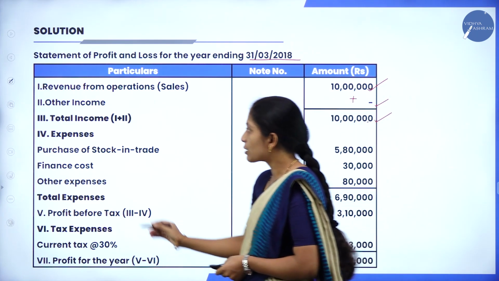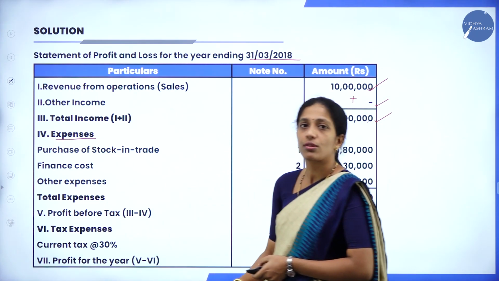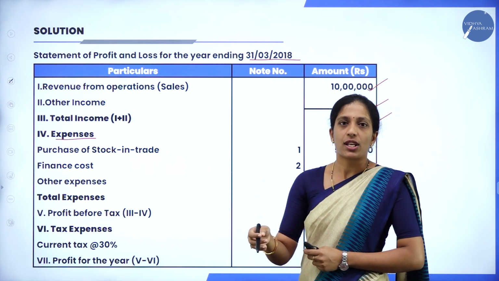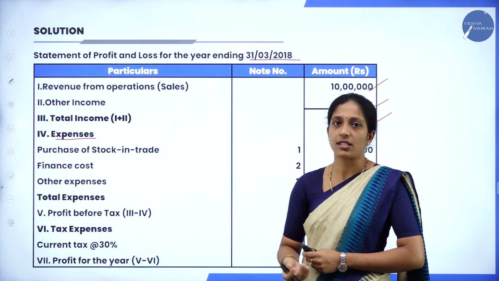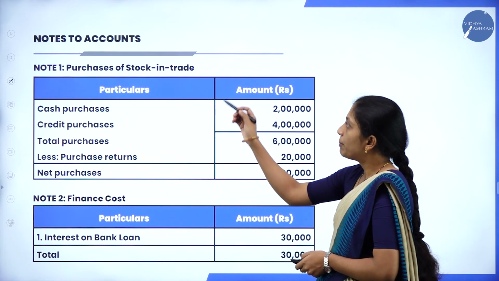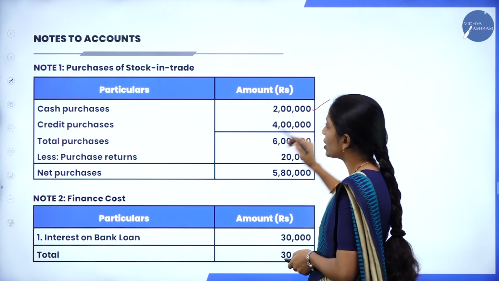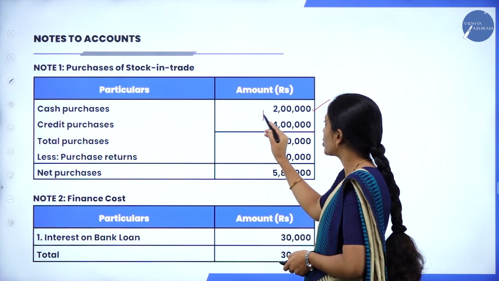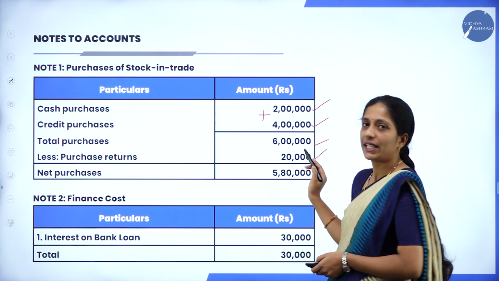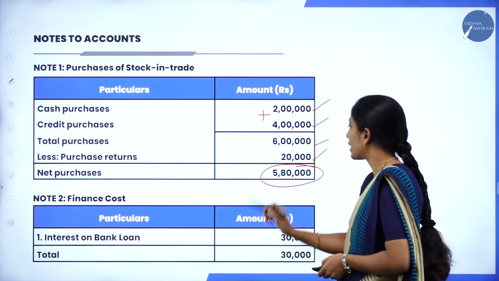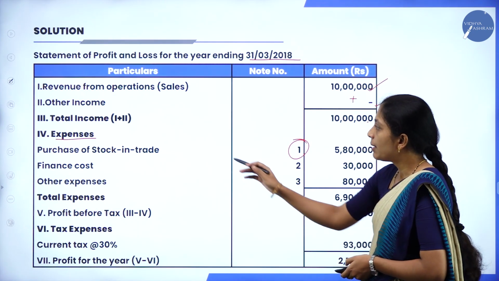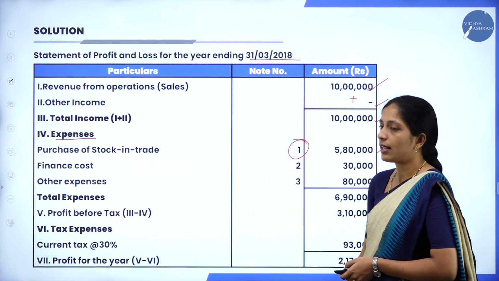Now, coming to the expenses. The first one is purchase of stock in trade. But they have given us separately cash purchase, credit purchase and purchase return, for which you have to prepare note number 1. Let us see. Purchase of stock in trade: you will take cash purchase, add credit purchase 4 lakh, so you will get 6 lakh, minus purchase return 20,000. So how much is it? 5,80,000. So this can be shown directly in your format: purchase of stock in trade 5,80,000.